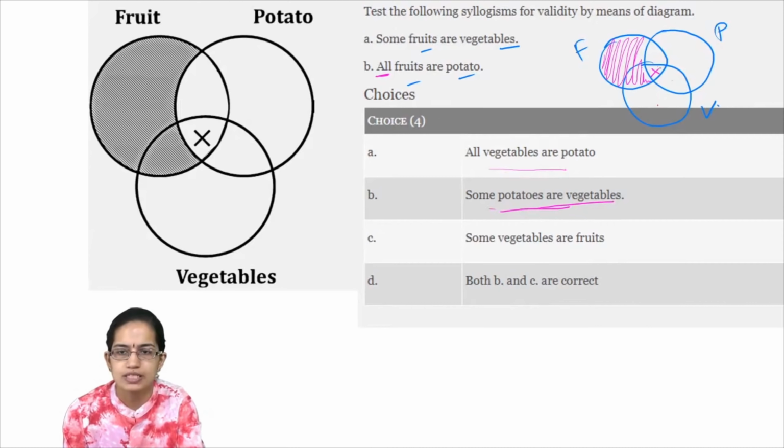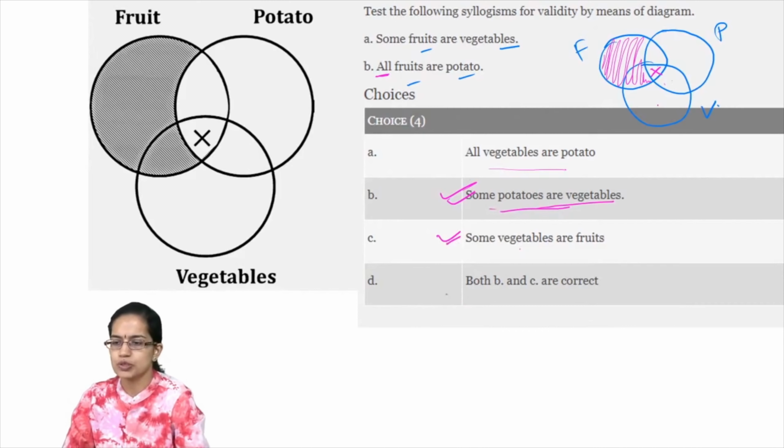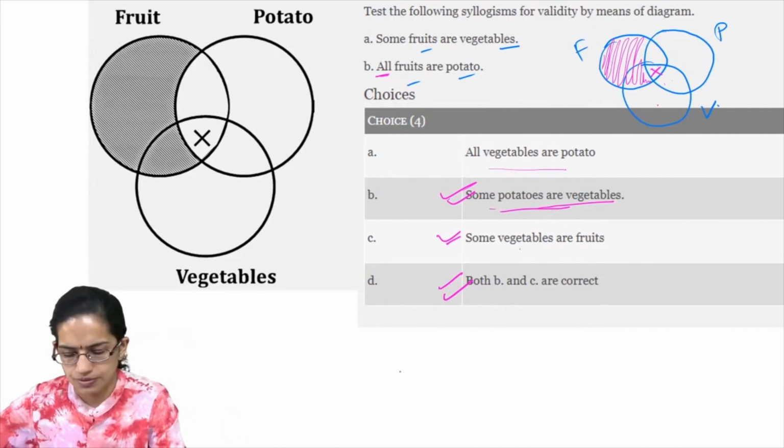Some potatoes are vegetables is true because you have a cross that is here. So if some fruits are vegetables is true, some potatoes are vegetables would also be true. And some vegetables are fruits is again true. Whether I say some fruits are vegetables or some vegetables are fruits, both of those would be true. So you would have both B and C. That would be the correct option.